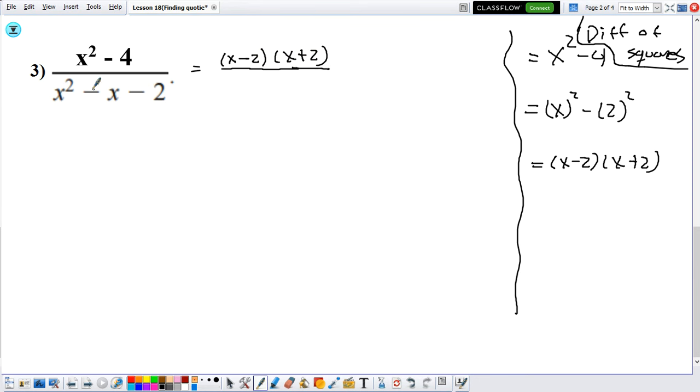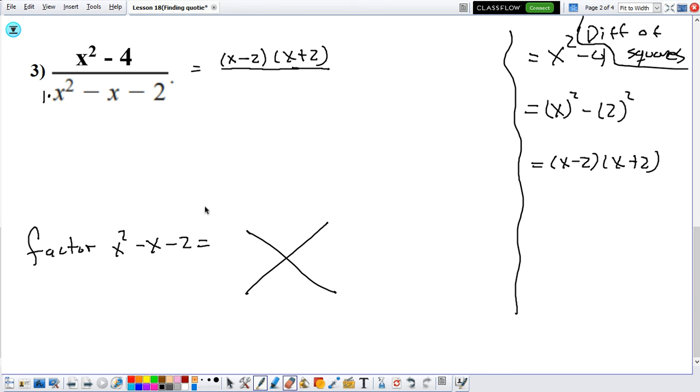Now let's see. How can I factor out the denominator? To factor x squared minus x minus 2, I notice that it's a trinomial, 3 terms. I notice that the highest exponent is 2, so it's a second degree trinomial, and the leading coefficient is 1. So I can use the x method. If you have 3 terms and the highest exponent is 2, and you have no number in front of the x squared, then we can use the x method like we have done before.